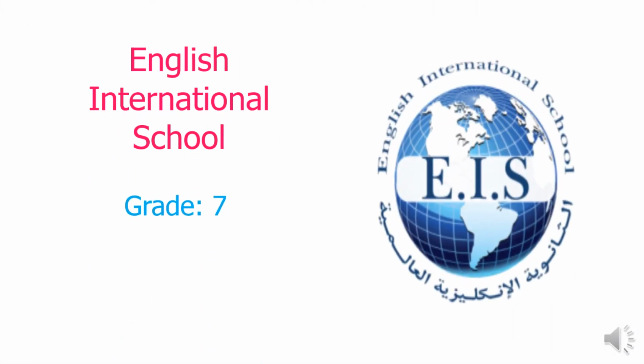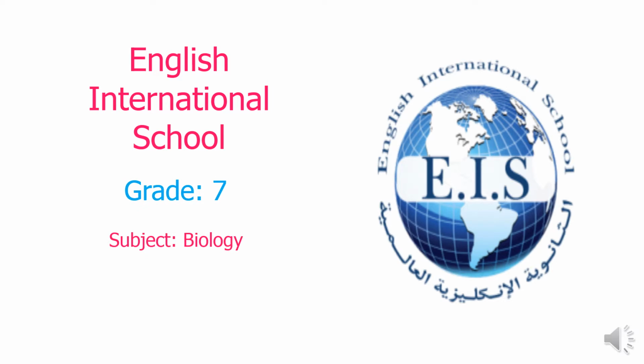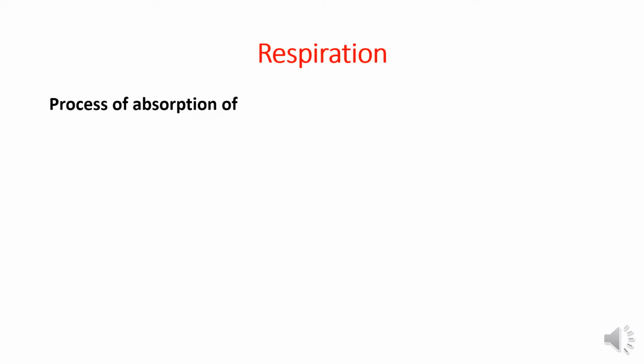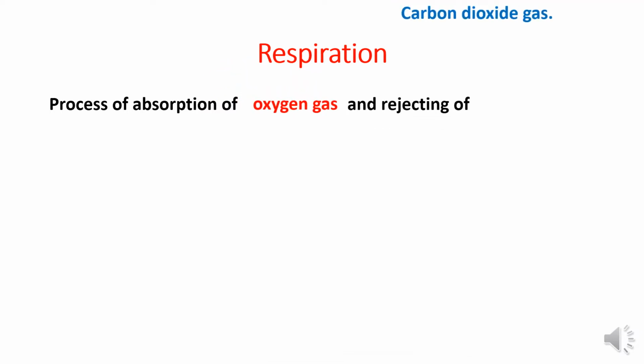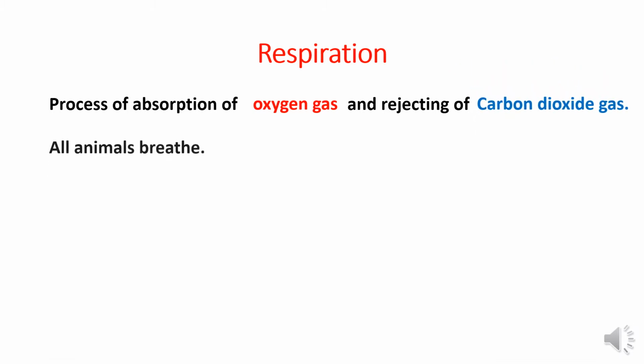Hello, seventh graders. We are going to start Chapter 7, Pulmonary Respiration. Respiration is the process of absorption of oxygen gas and rejecting or releasing of carbon dioxide gas. All animals breathe, day and night, all animals breathe.